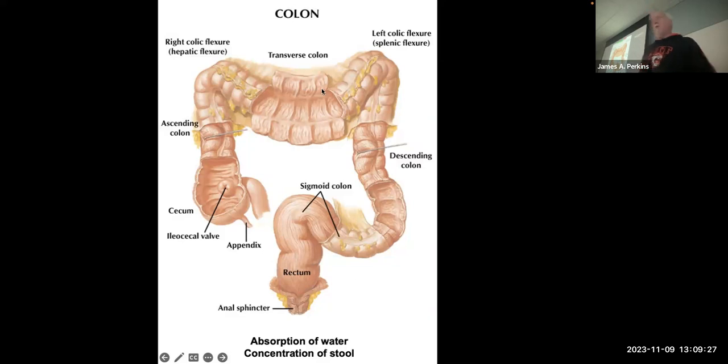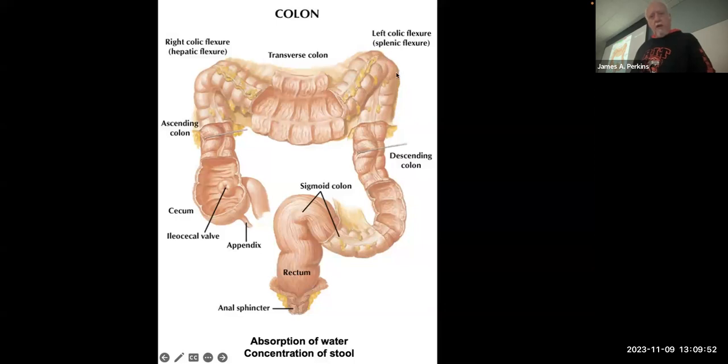This transverse colon is intraperitoneal. So even though the ascending colon is secondarily retroperitoneal and fused to the abdominal wall, the transverse colon is not. The transverse colon is free to kind of flop around inside the abdomen, free to move around a little bit. And it's anchored to the posterior abdominal wall by a mesentery.